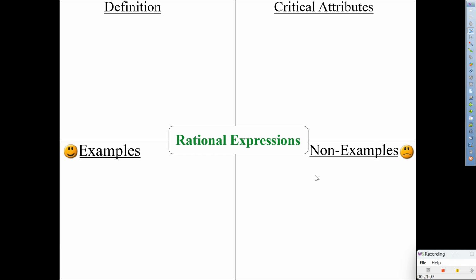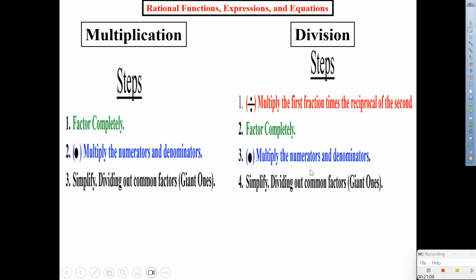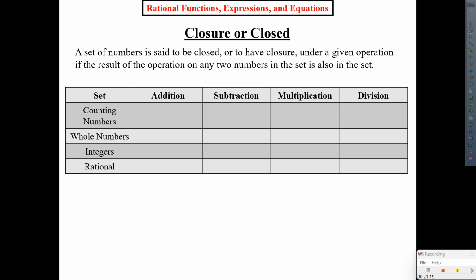Let's move on. So we got that down. We talked about the steps, and we know the only different step from division to multiplication is that you need to multiply the first fraction times the reciprocal of the second. All right, so let's talk about closure. Look up to the screen. It says that a set of numbers is closed, or has closure, when whatever operation you apply to them, the result gives us the same type of number.